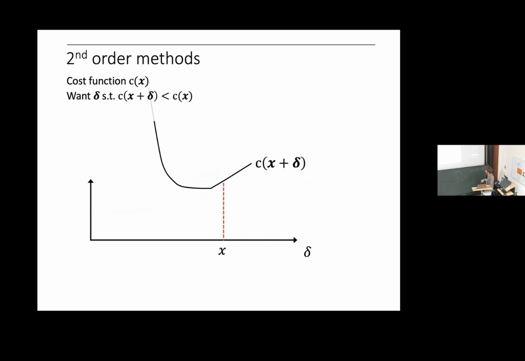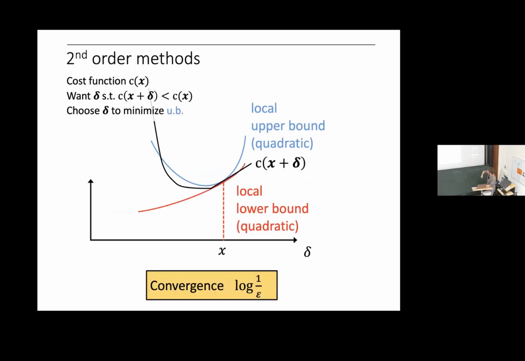Normally we have some cost function, and we want to improve its value by finding some delta such that x plus delta has lower value. This is the Newton step. We make a local upper bound, which is a quadratic function, and a local quadratic lower bound that almost matches. Then we choose our update to minimize the upper bound, and this converges really fast because the upper bound and the lower bound are really well aligned.